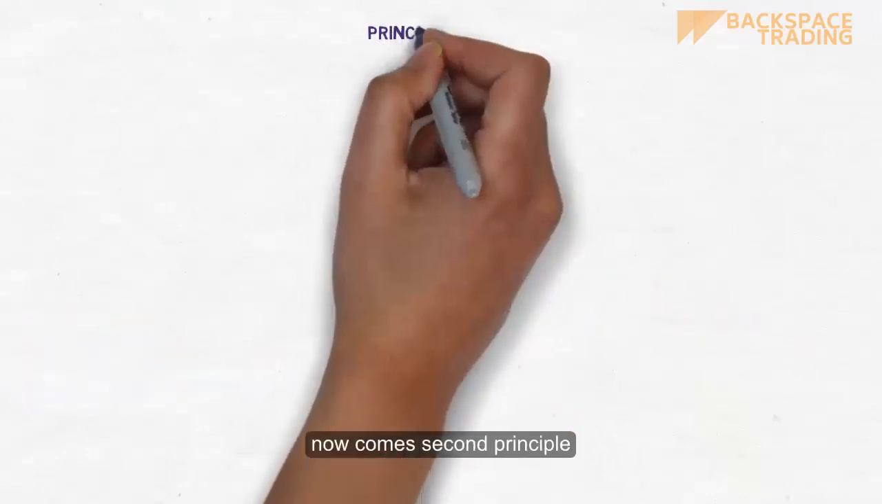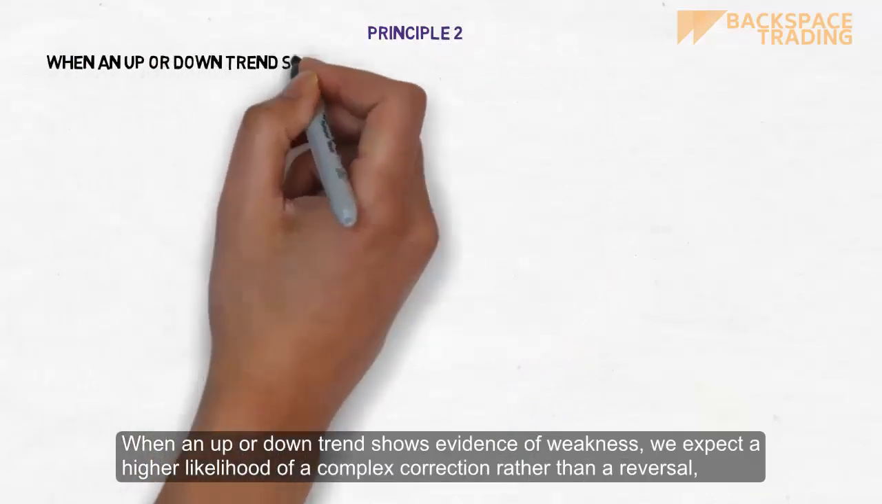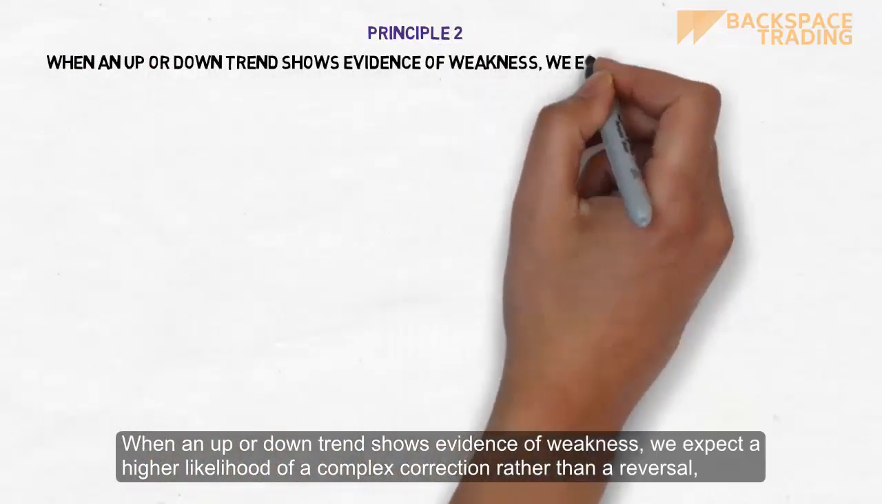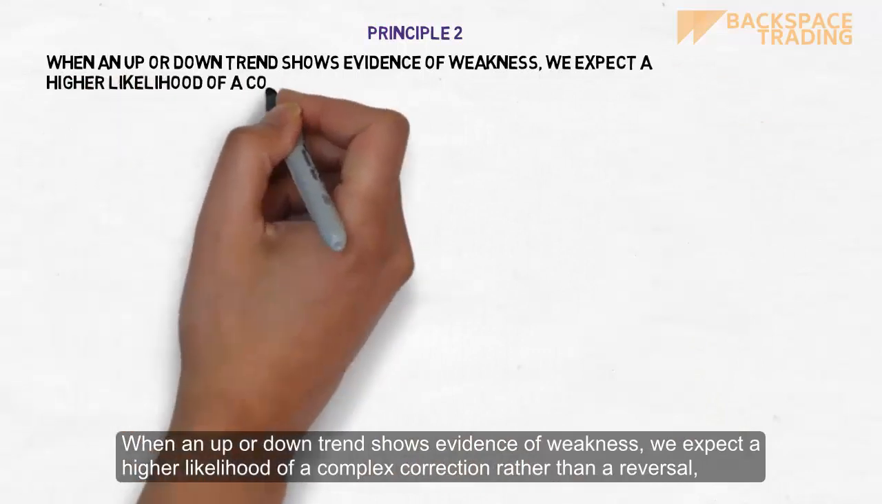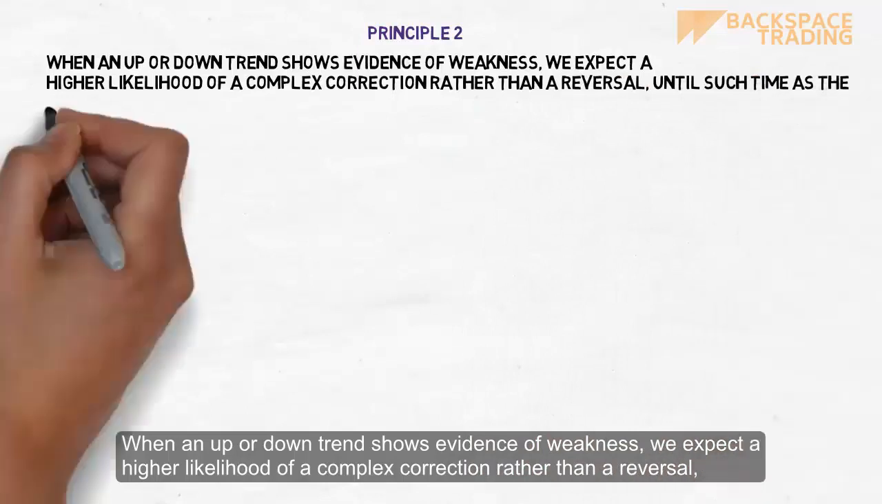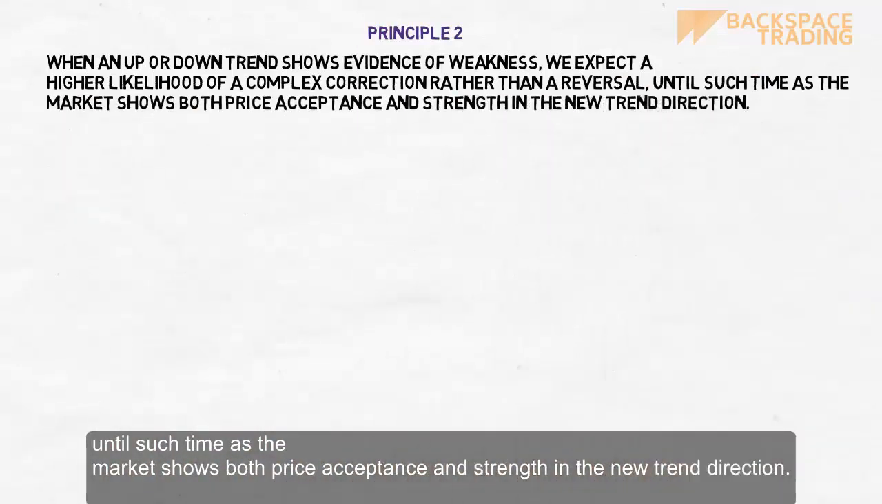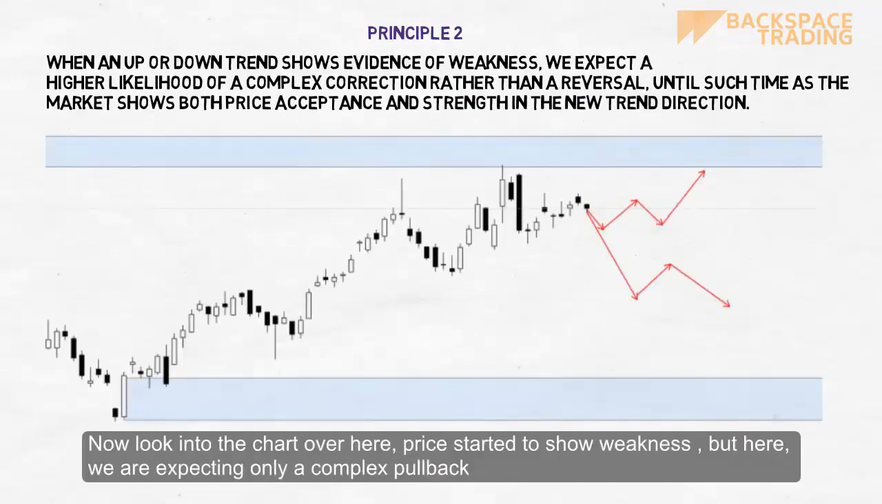Now comes the second principle. When an up or downtrend shows evidence of weakness, we expect a higher likelihood of a complex correction rather than a reversal. Okay, until the market shows something for our own acceptance, like strength in a new direction or anything like that.